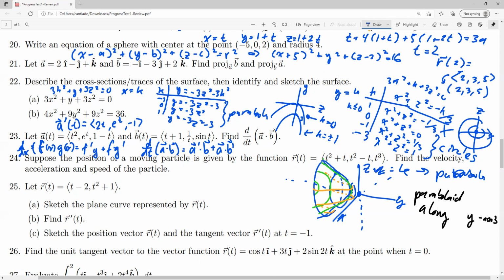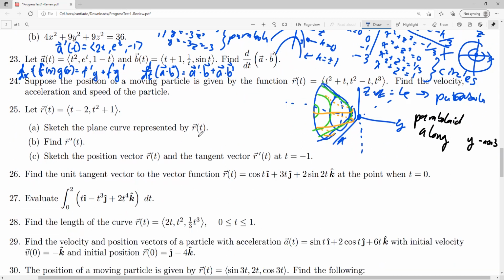I'm going to move on from here because that's just simple calc 1, calc 2 stuff, taking derivatives. You should know how to take the derivatives of each of these components, and then the dot product again is just multiplying each of the components together. So you can go ahead and check the answer sheet for that. So that's 23. I'm going to skip ahead, trying to find good problems that I want to cover.